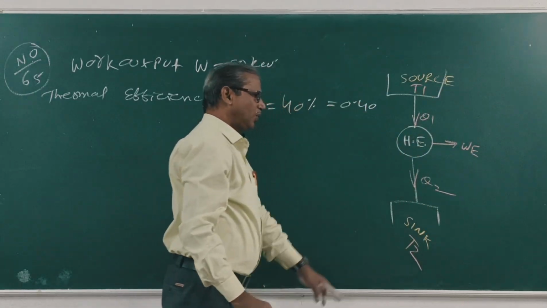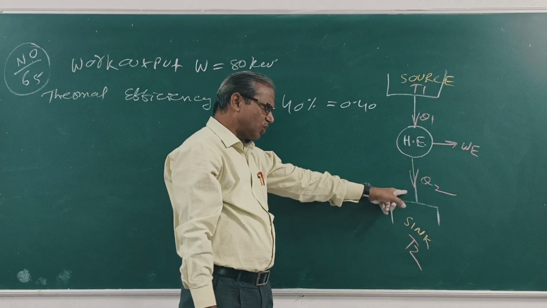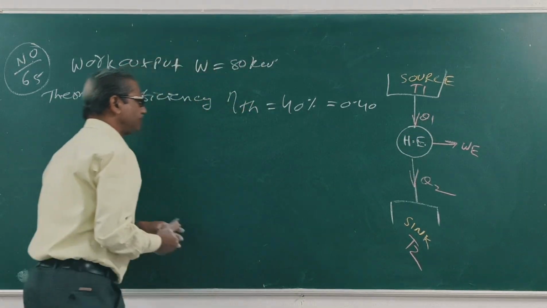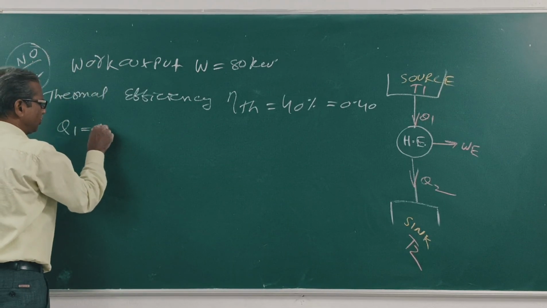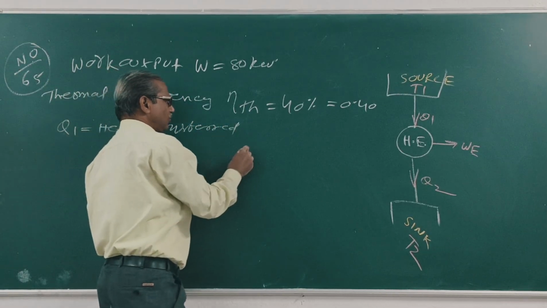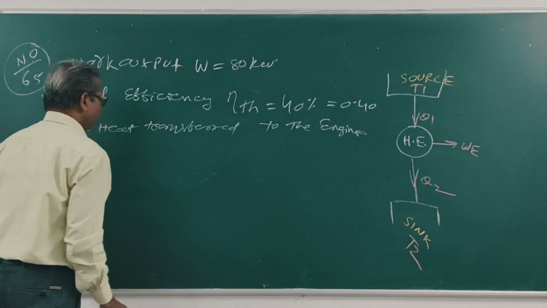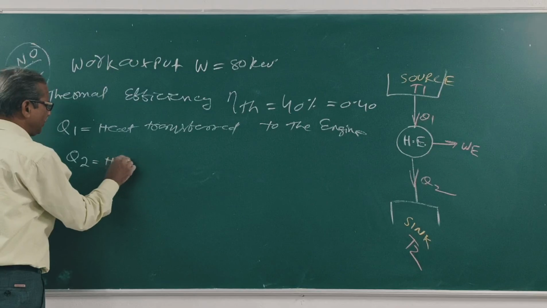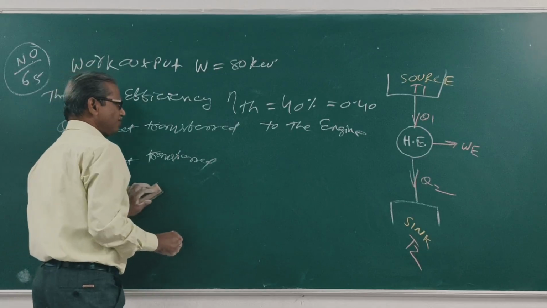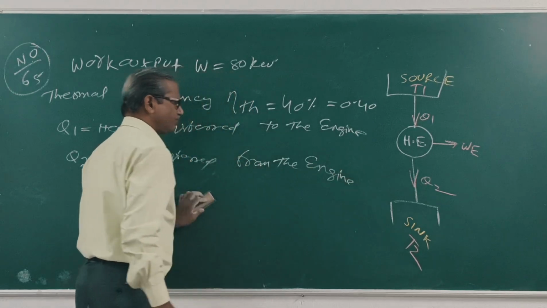Now, what is heat? This heat engine. Q1 is equal to amount of heat transfer to the engine. Q2 is equal to amount of heat transfer from the engine. It supplied, it rejected. Right? Q1 is heat transferred to the engine. Q2 is heat transferred from the engine.